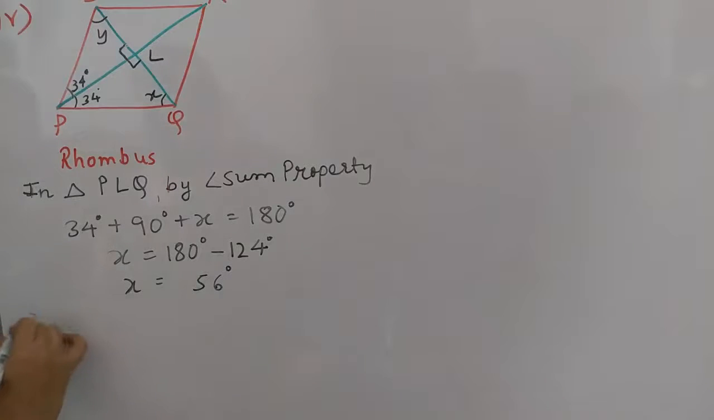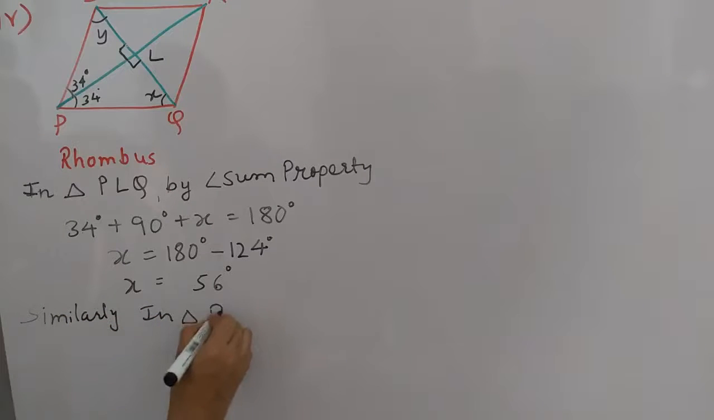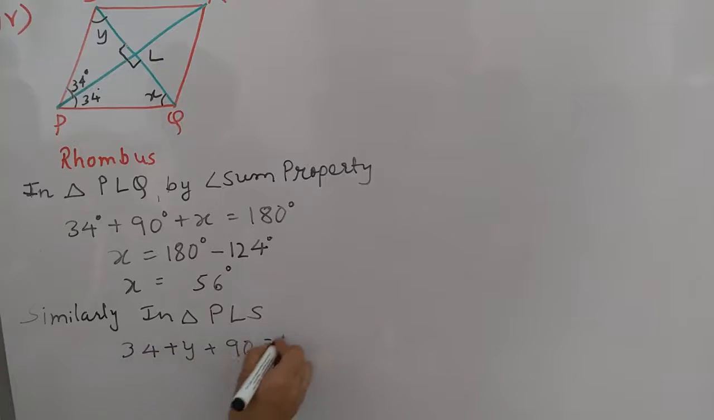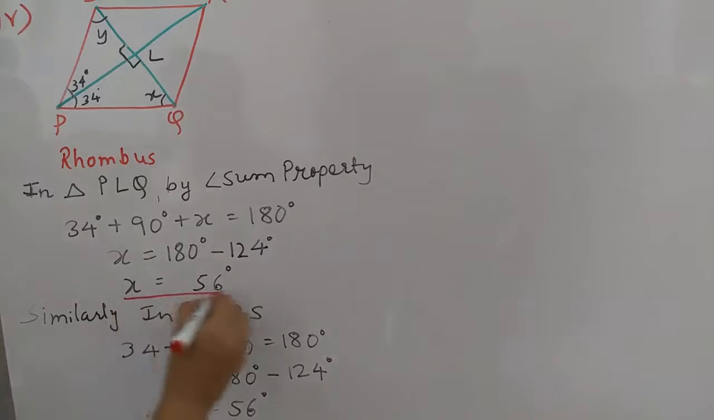So we can write similarly in triangle PLS, by angle sum property, 34 plus y plus 90 is equal to 180 degrees, and y is equal to 180 degrees minus (90 plus 34) which is 124 degrees. Therefore y is equal to 56 degrees. So likewise we get both the answers: x value 56 and y value also 56 degrees.